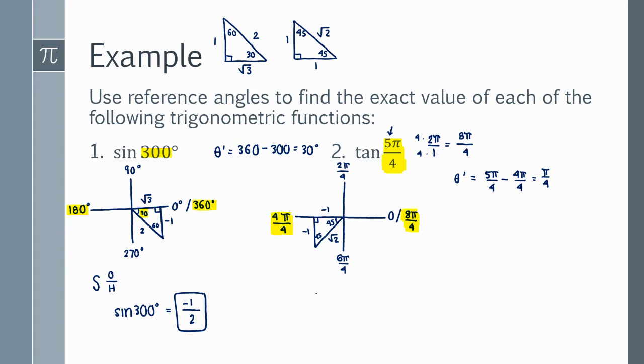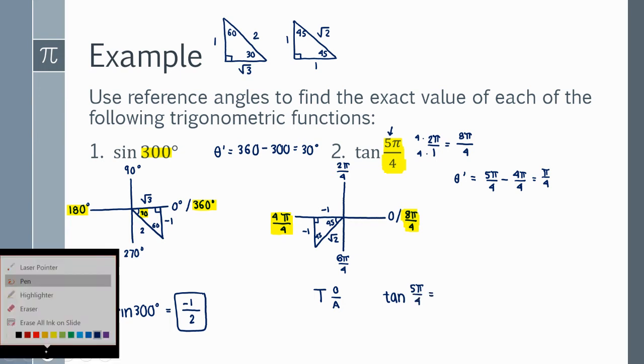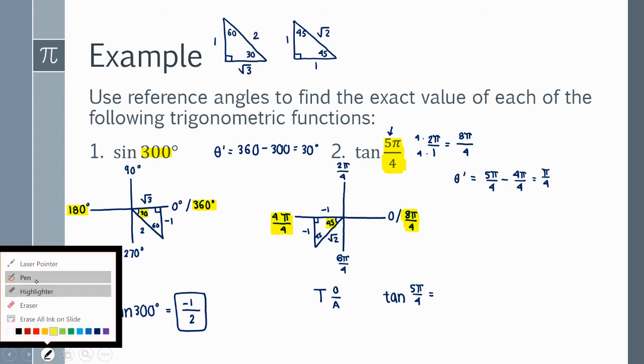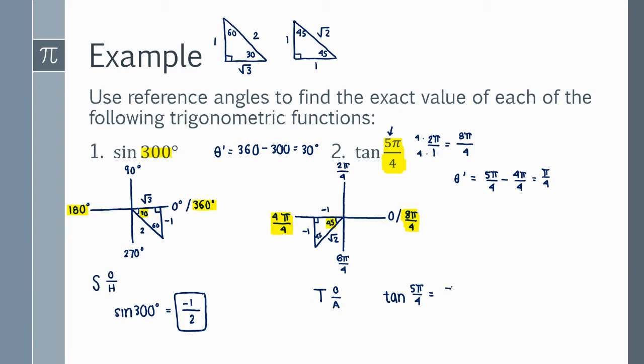It's tangent. If you think about SOHCAHTOA, remember tangent is opposite over adjacent. So that means that for the tangent of 5 pi over 4, I want to take what is opposite of the 45 reference angle and put it over the adjacent. So that would be -1 over -1, and a negative divided by a negative makes it +1. That is my final answer.